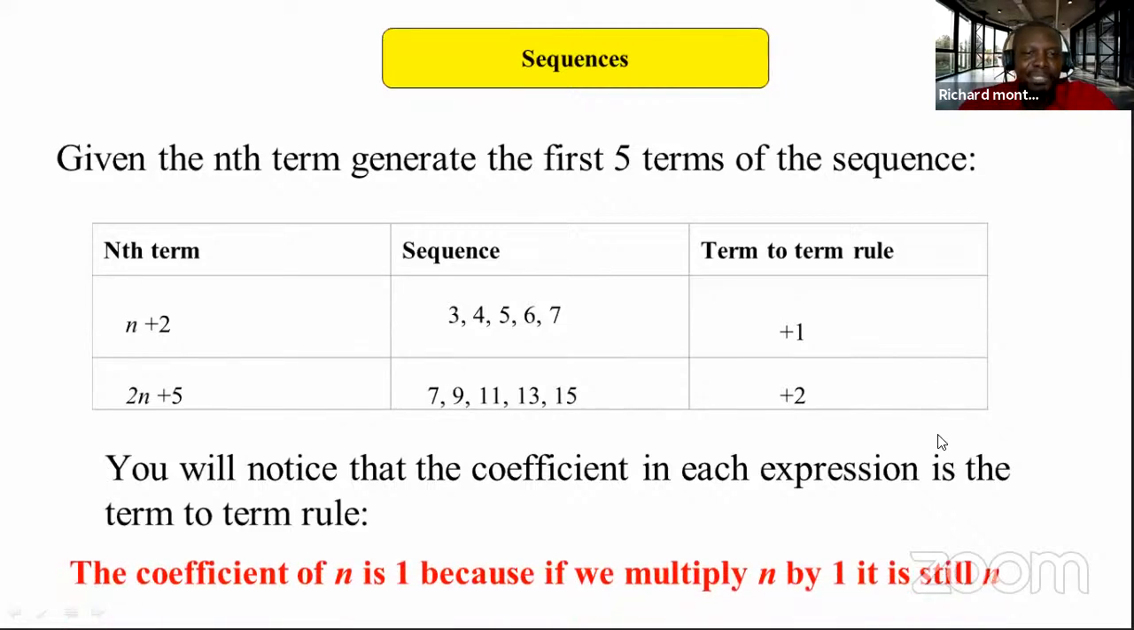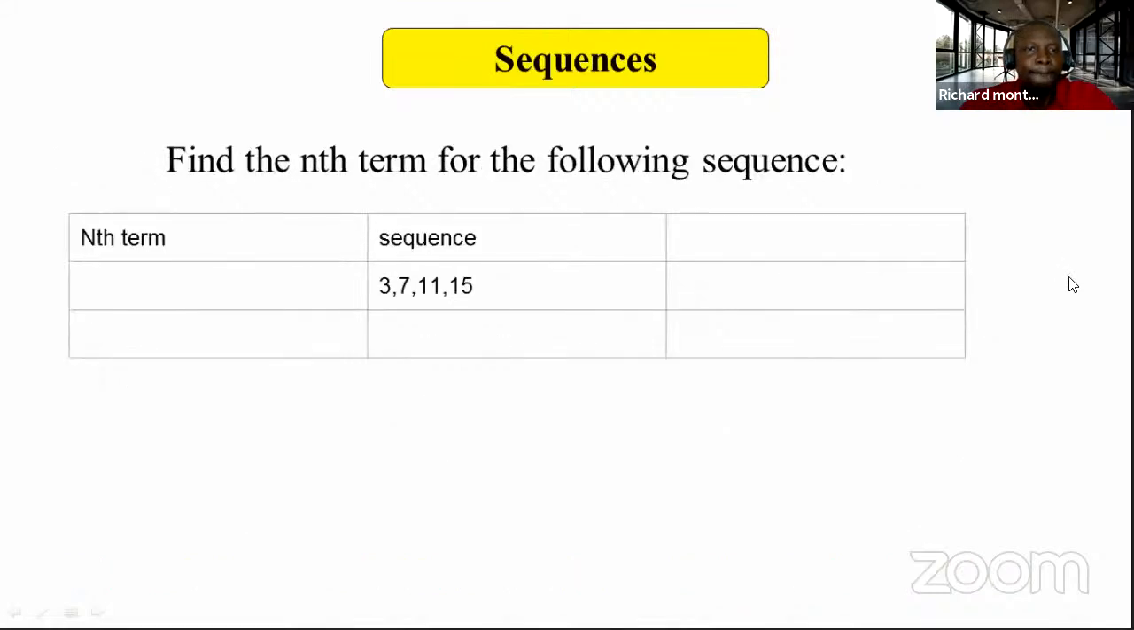All right. So now, in the first instance, for those who are not seeing it, the coefficient of n is 1 because if we multiply n by 1, we know it's still going to be n. All right. Now, students, we're going to try this example here. I want you to tell me what would be the term-to-term rule. Put it in the chat, and let's see if we can do it together.